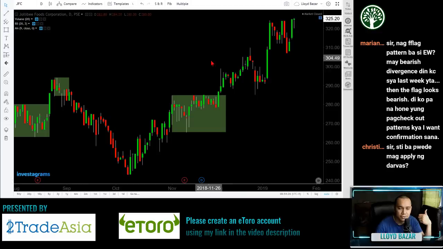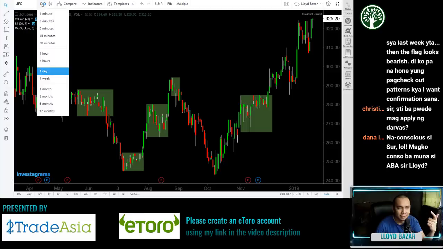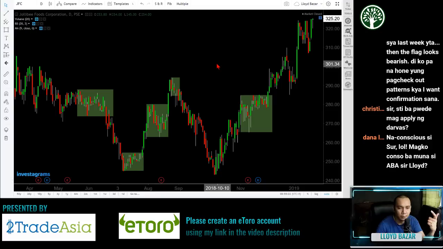It's very easy, high chance of probability of winning, very usable in momentum trades, especially pag nagde-day trade na kayo. Pwede rin namang gamitin sa position trades na daily charts. This is actually a one day chart, 'di ba? You can do this also for short-term trades if you're only asking for 1:2 risk to reward ratio. This is very good trading for you, right?